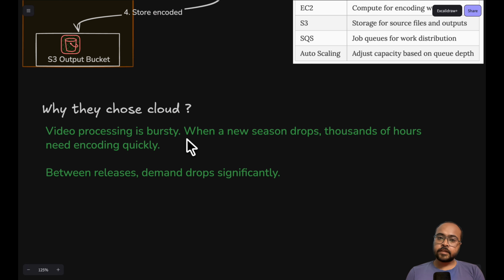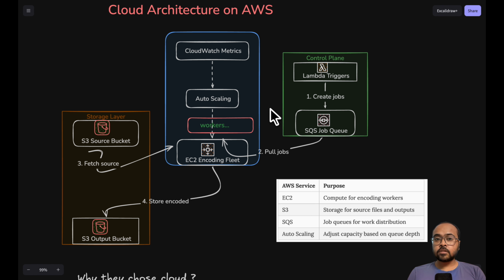The reason they decided to choose cloud for their video processing pipeline is that there is no predictable traffic for video processing. You don't know when multiple movies or a new season will be released, right? When a new season is dropped, thousands of hours of video are uploaded to Netflix and need to be encoded. But when there are not many movie releases or new seasons, the demand drops significantly. To handle this, they chose to put their video processing pipeline into the cloud so that they can easily do auto scaling based on the traffic.